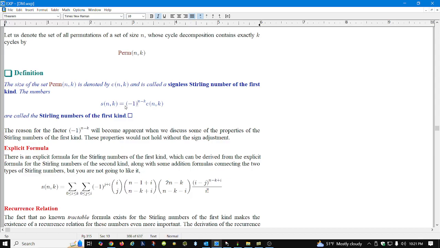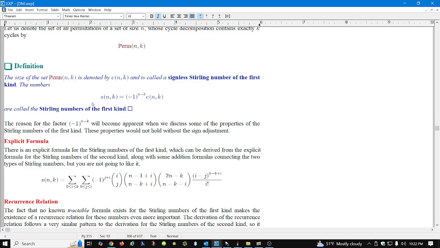This factor that we have to introduce here, the reason for it will become apparent when we discuss some of the properties of the Stirling numbers. You'll see how nice they are. If you were to not include this sign correction, -1 to the n minus k, you'd have to include it in the formulas later, so it's simpler, I suppose, to include it now. But except for the algebraic sign, the Stirling numbers of the first kind count the number of permutations of size n that have exactly k cycles.